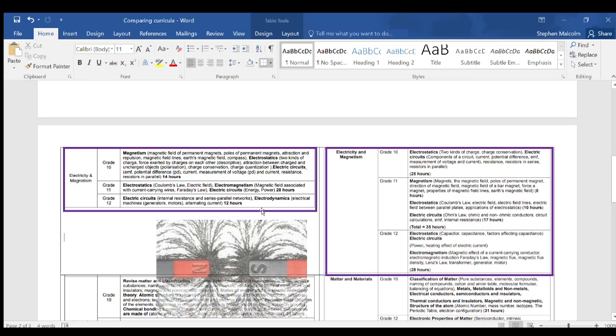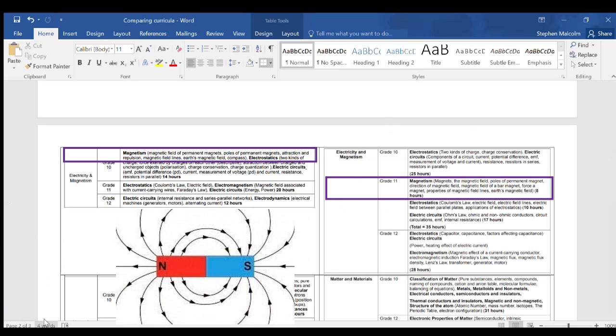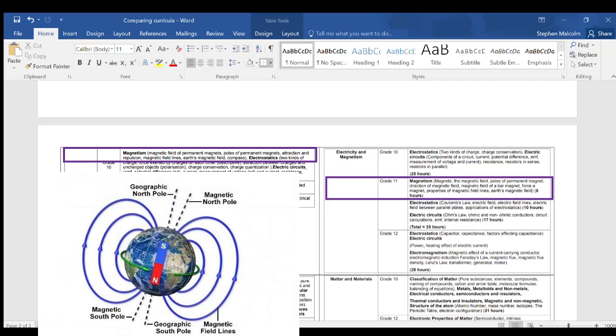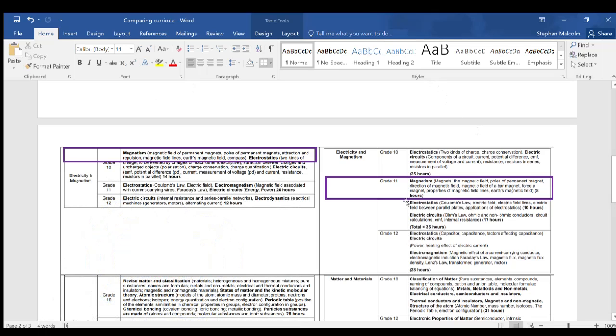So starting to look at what is similar. Magnetism and the attractive force between magnets is done in grade 10 in Physical Sciences, but it is looked at in grade 11 in the Technical Sciences. So it's just been moved to grade 11 in Technical Science.